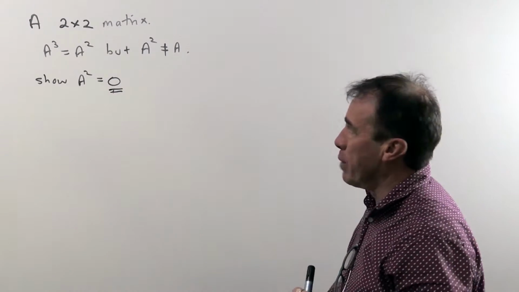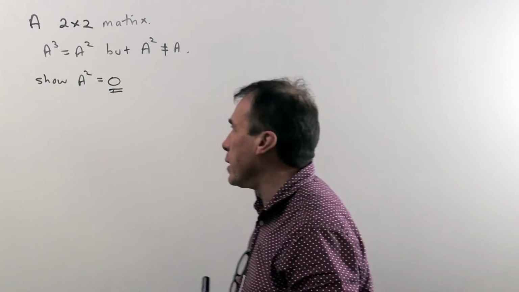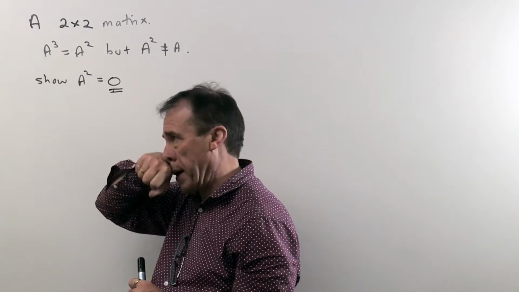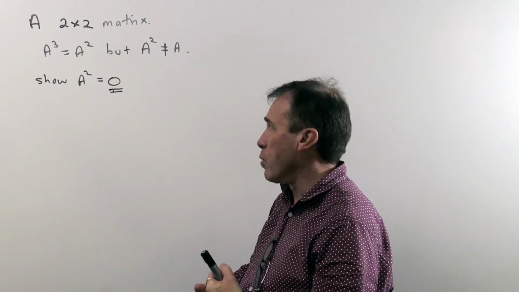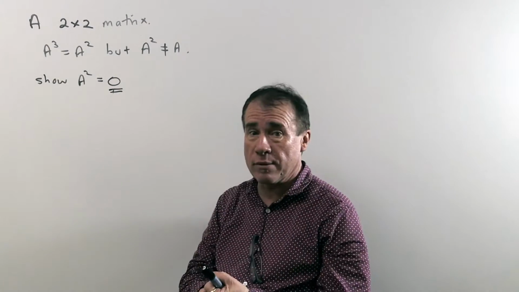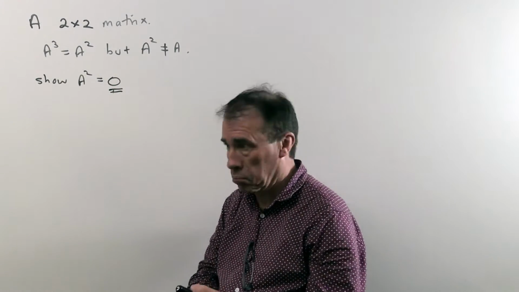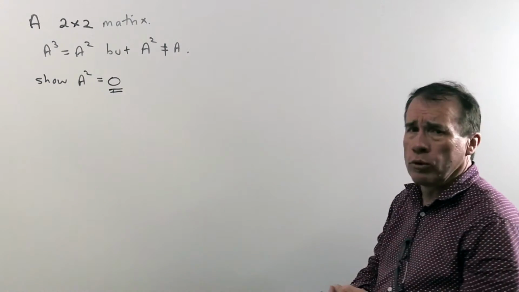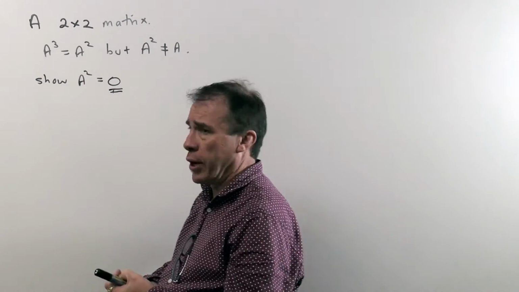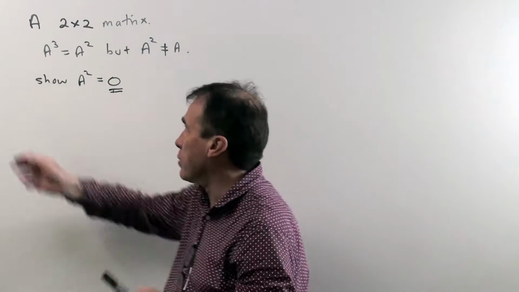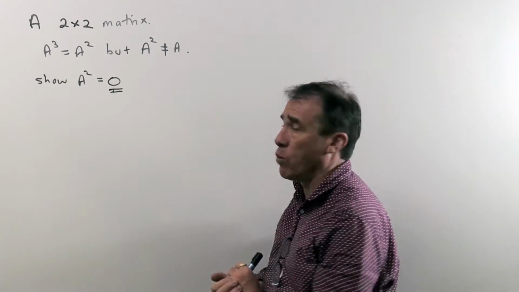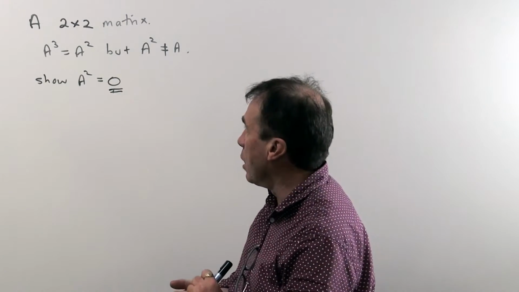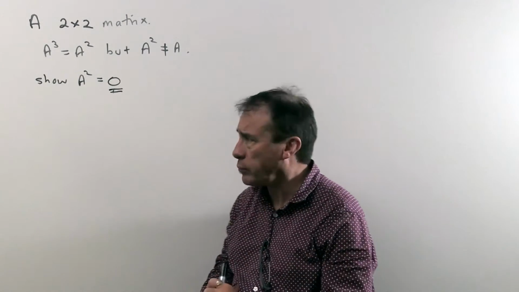Anyway, you've got a 2 by 2 matrix, and you're told that the cube of the matrix equals the square of the matrix, but the square doesn't equal A. And you want to show that in fact A squared is the zero matrix. One thing you do not want to do is to try and do it by algebra bashing, in the sense of putting A to be a, b, c, d and doing all that. That's not going to be a very sensible way to proceed here.